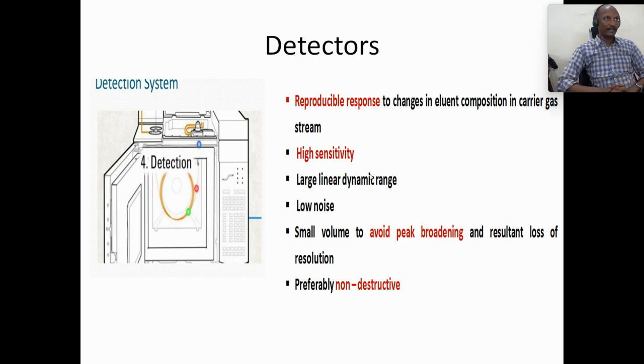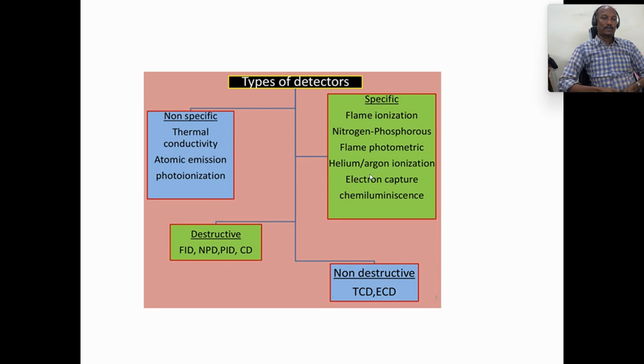What type of detectors? For the chromatography technique, the detector plays a very important role. Here the detector should be reproducible in nature, it must have high sensitivity and a long linear dynamic range, and it should have low noise. It should have a small volume to avoid peak broadening and resultant loss of resolution, and it should preferably be non-destructive in nature.